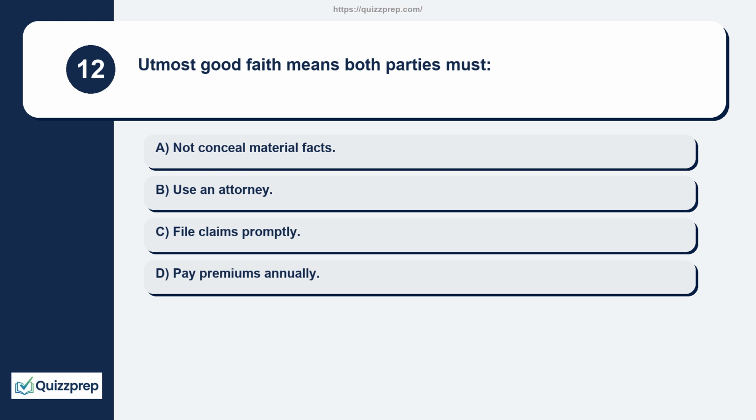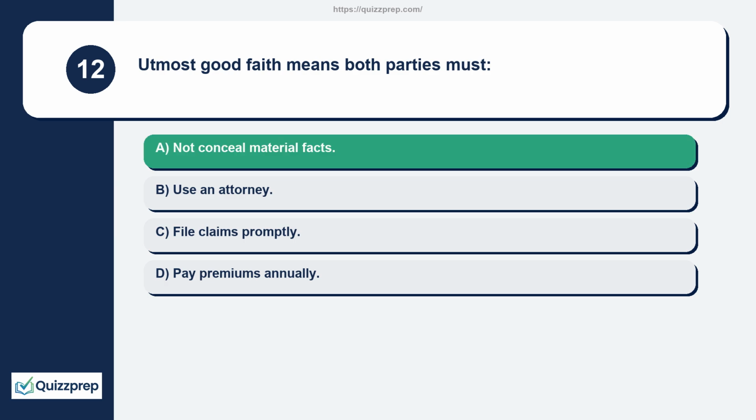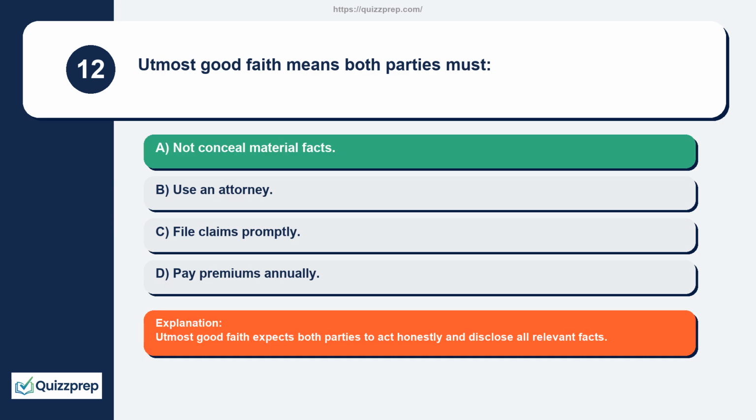Question 12. Utmost good faith means both parties must not conceal material facts, use an attorney, file claims promptly, pay premiums annually. Utmost good faith expects both parties to act honestly and disclose all relevant facts.